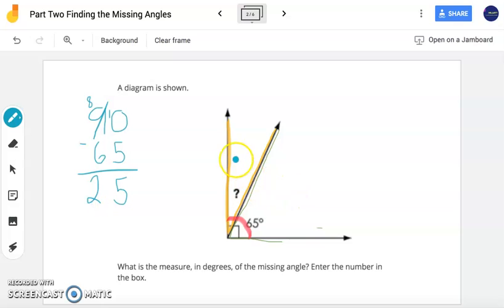Now here, this is telling me that this missing piece is 25 degrees, which in fact is the answer to this problem. I can confirm that my answer is correct because if I do 65 plus 25, I do get 90 degrees. So the answer you would write in your box would be 25 degrees, which you can spell out as degrees or you can use the degree symbol as well.